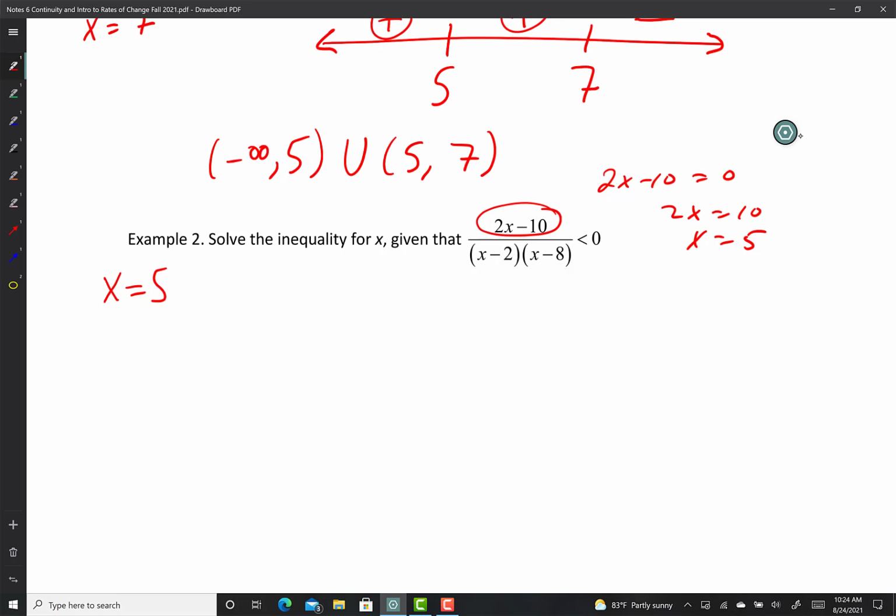All right. Now, where are you undefined? At x equals 2 and at x equals 8. Yes. Because you can't divide by 0. So if I were to graph this function, I would have vertical asymptotes at those two x values, because it's not a coordinate. Are we okay so far, guys?